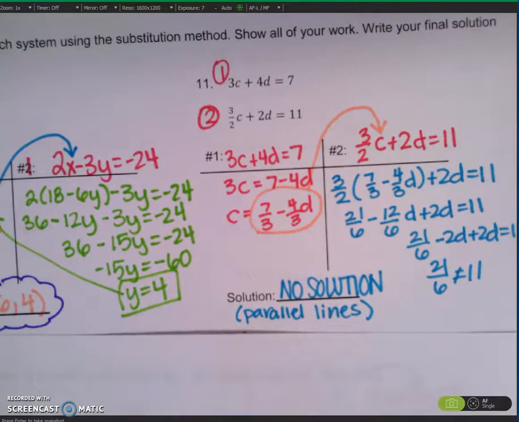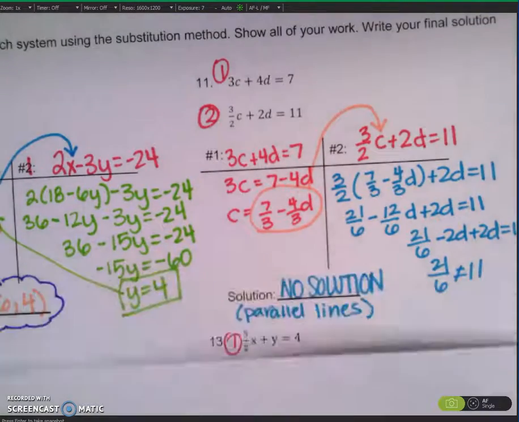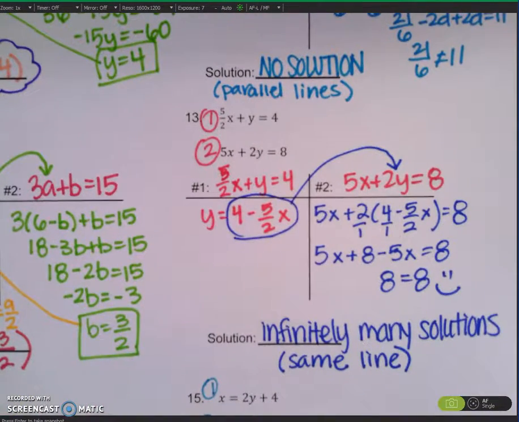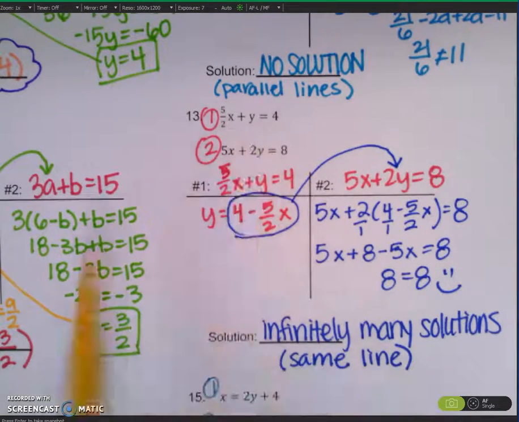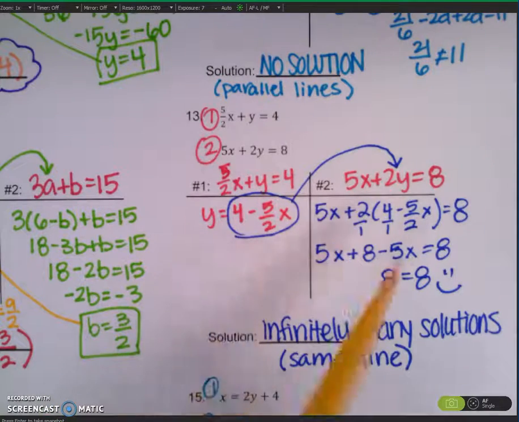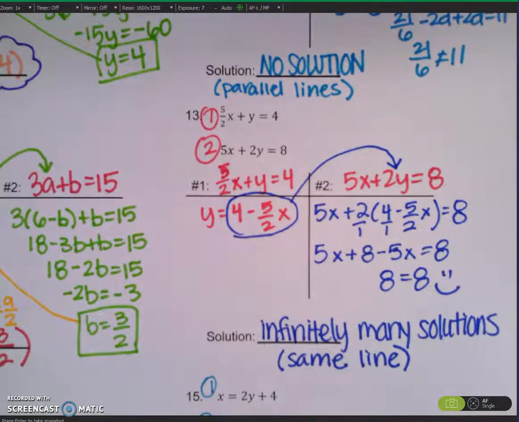A false statement means there's no point that will satisfy both equations, meaning these lines are parallel with no intersection. Which is pretty cool, because then when we look at 13, we had infinitely many solutions. Meaning once we isolated, I isolated y in equation 1 because the coefficient was 1 already, and substituted into equation 2, I ended up with a true statement. That means there's infinitely many solutions because this is the same line. They intersect everywhere. Awesome.